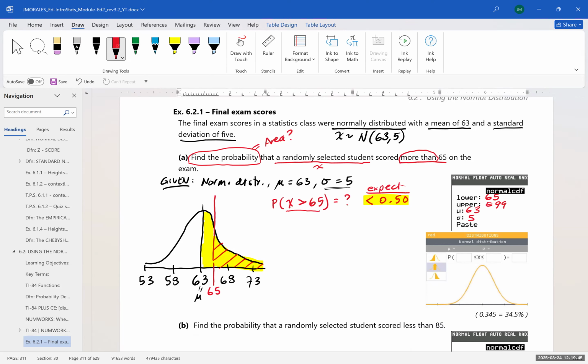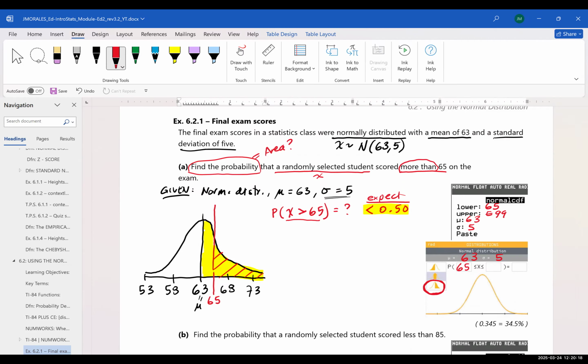With the NumWorks calculator, we have a mean of 63, a standard deviation of 5, and we want the area to the right, so you'll use this option. And we want values of x that are greater than 65, like that. And let me go ahead and just use maybe the NumWorks calculator for that one, just because it's more visual.